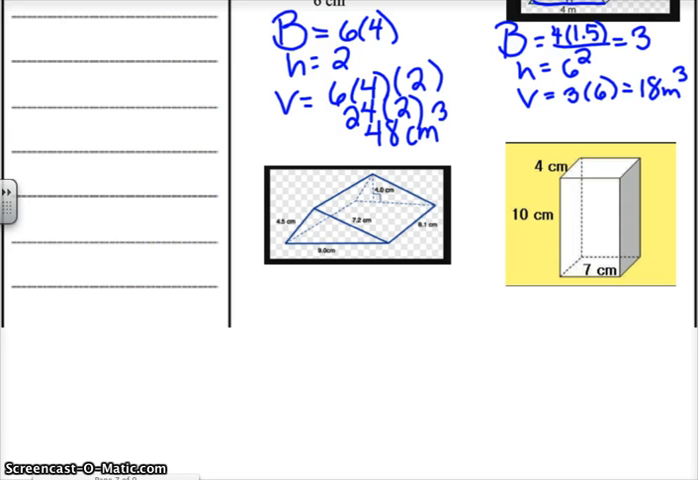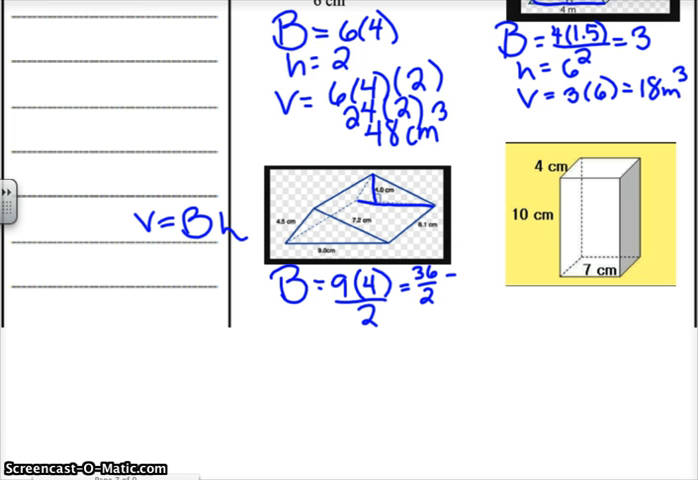All right, I have another triangular prism. Again, my volume is equal to big B times H. Big B is the area of my base. I see a triangle there. So it looks like the base of my triangle is this dimension here, which is 9. The height of my triangle is 4. And then I got to divide it by 2. Triangle base times the height of it divided by 2. This is going to be what? 36 over 2, 18.